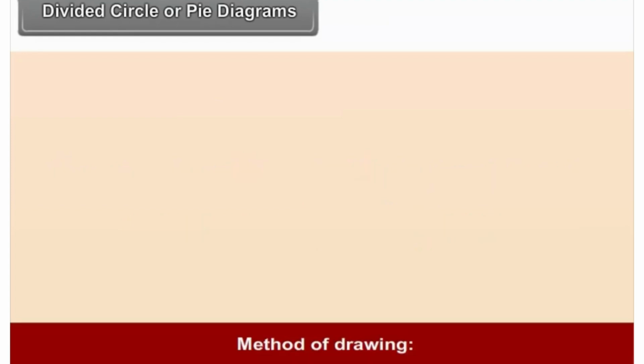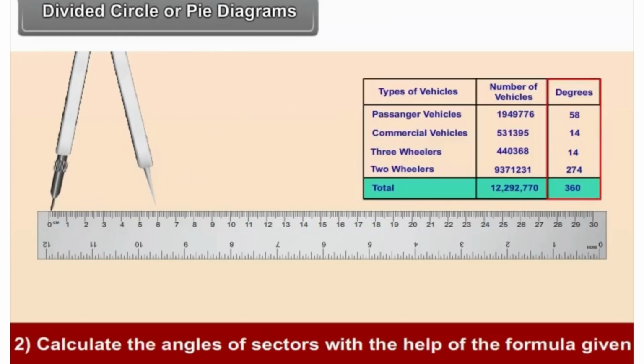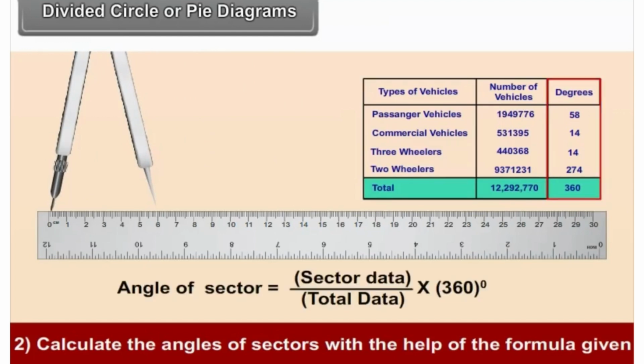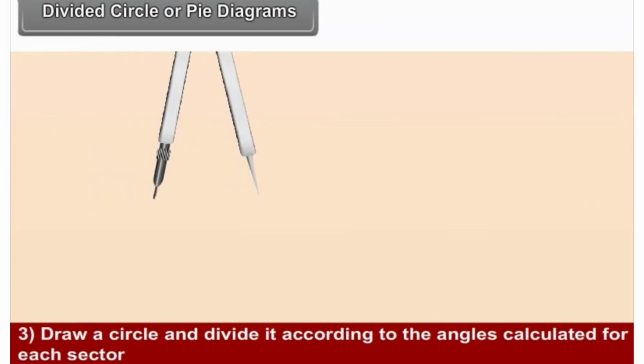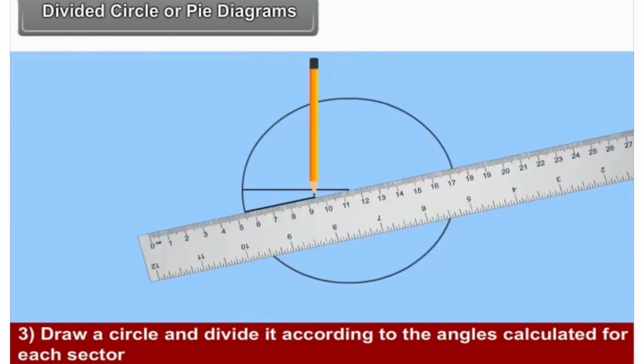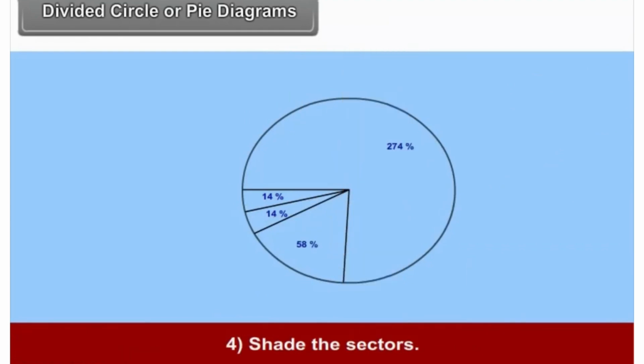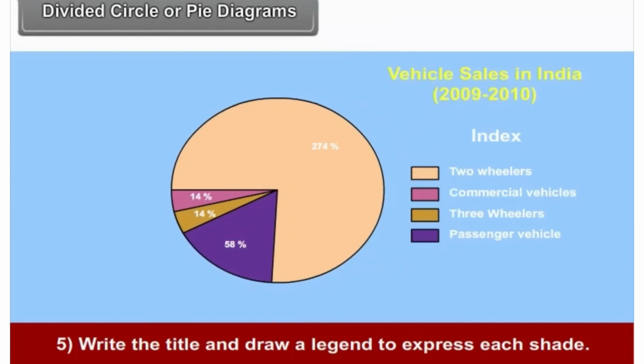Method of drawing. 1. Select the size of radius. 2. Calculate the angles of sectors with the help of the given formula. 3. Draw a circle and divide it according to the angles calculated for each sector. 4. Shade the sectors. 5. Write the title and draw a legend to express each shade.